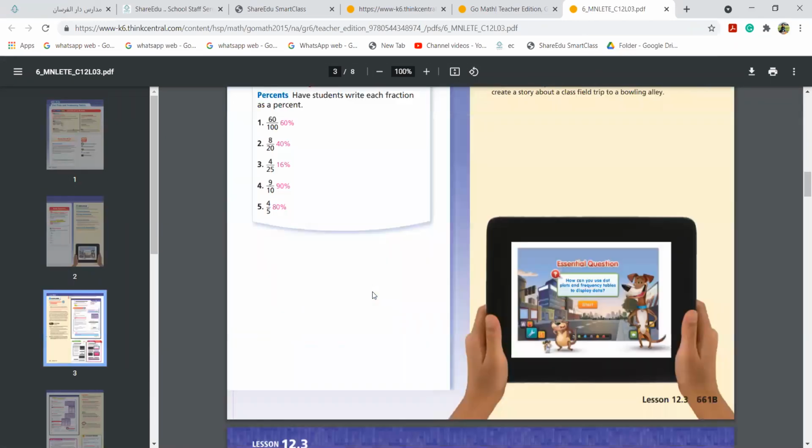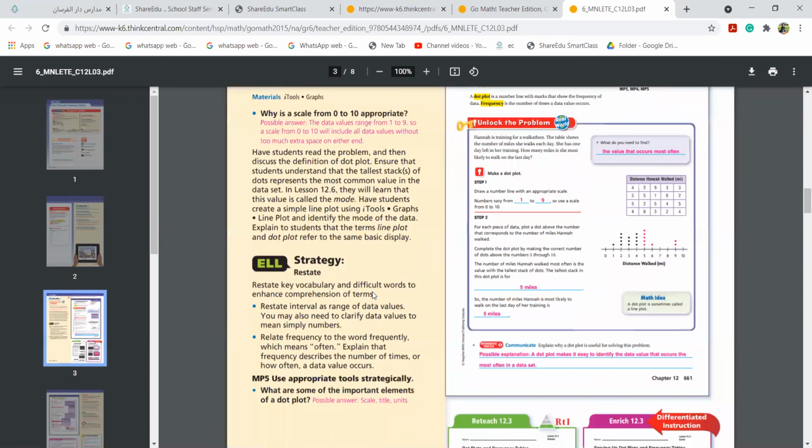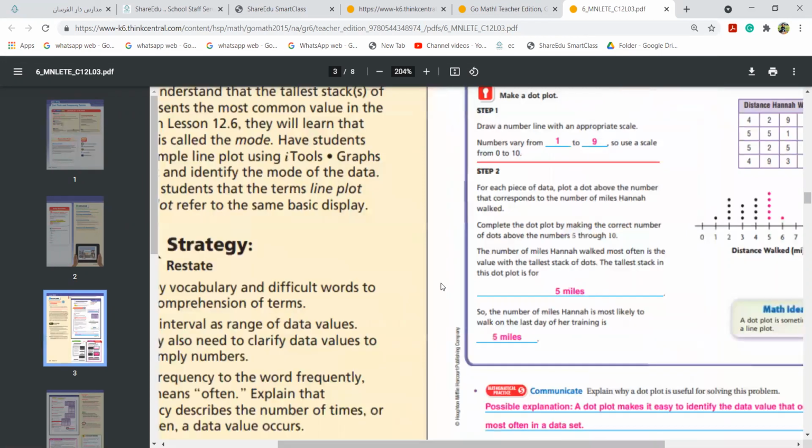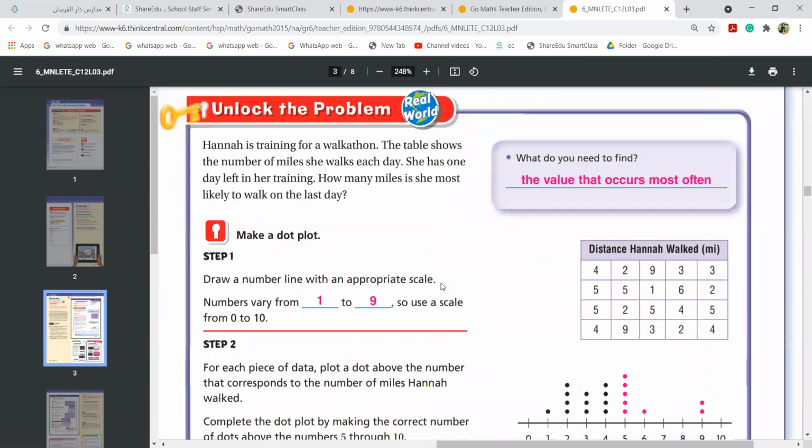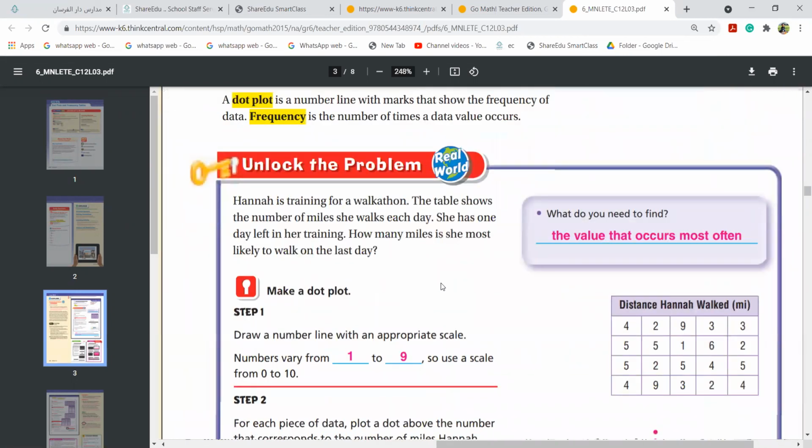Turn to page number 661. Turn to page number 661. Okay, Miss. What is a dot plot? It's a number line with marks. You put marks, you put those dots. That is called the dot plot. And how many dots there are, or the total count, is called the frequency.